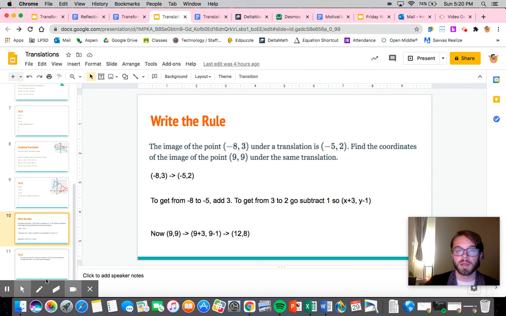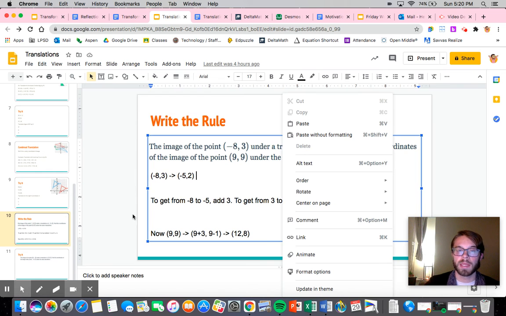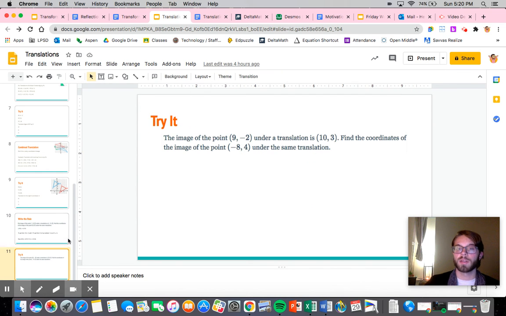And let's do an example of that. Again, all you're doing is you're just saying, how do I go from negative 8 to negative 5? Well, I add 3 to it. How do I go from 3 to 2? I subtract 1. And that's my rule. All right, so this is your rule, and that's what you apply. So when it's asking for the image of this point, if you see image of a point, that means you want to use the rule on that point. And that's all. All right, so let's do an example.